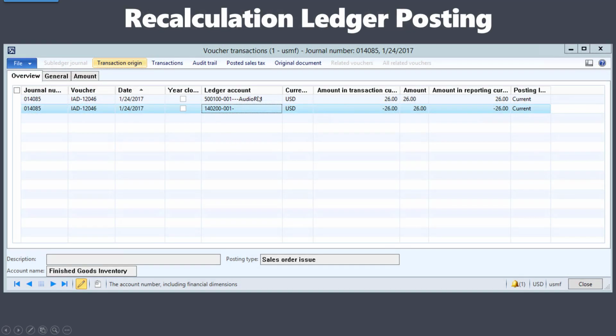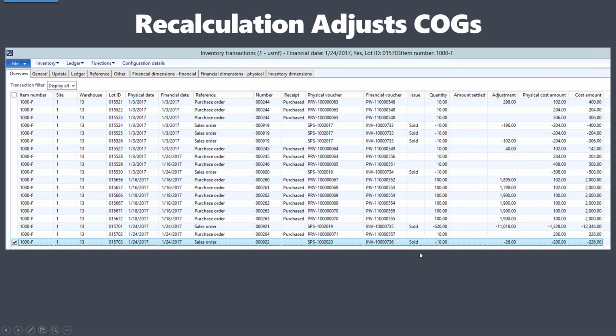So it will post a recalculation ledger posting that, as you can see, will adjust the value of my inventory and hit my cost of goods sold on the other side, increasing my cost of goods sold. So here's the sales order, and you'll notice it now has a $26 adjustment, therefore making the cost of goods sold different.